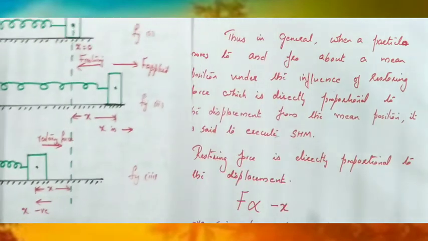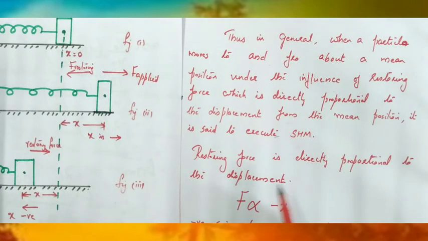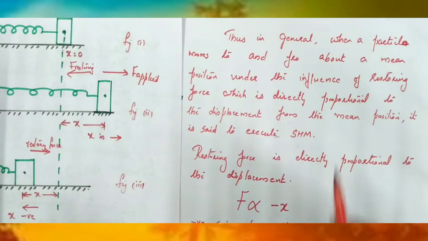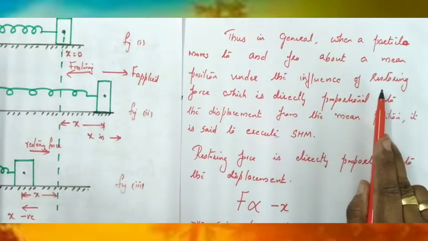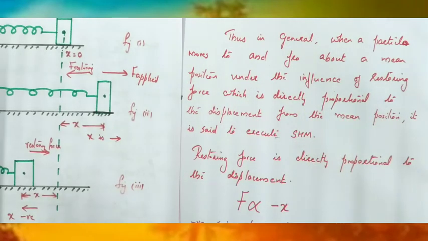So always we can say that restoring force and displacement are proportional to each other, but in which direction? Opposite direction. So this is the condition of simple harmonic motion. So what is simple harmonic motion? If a restoring force and displacement are proportional to each other but in opposite direction, such a motion is said to be simple harmonic motion. So, when a particle moves to and fro about a mean position under the influence of a restoring force which is proportional to displacement from the mean position, it is said to execute simple harmonic motion.